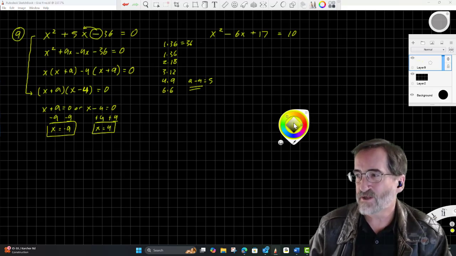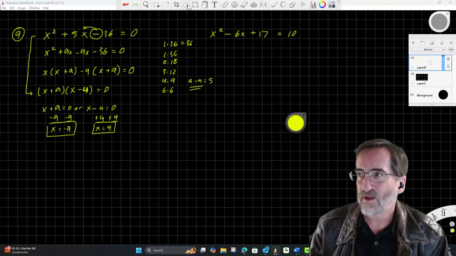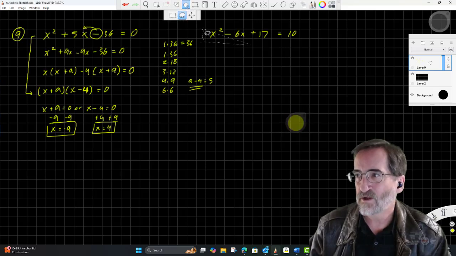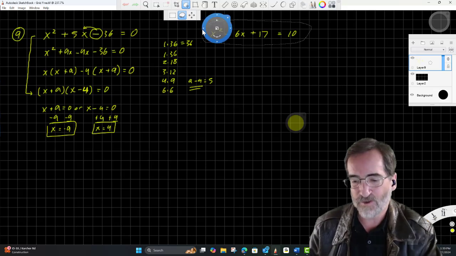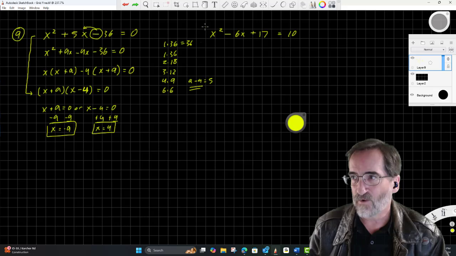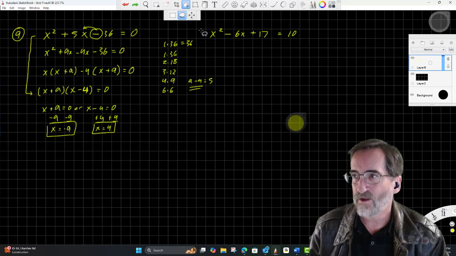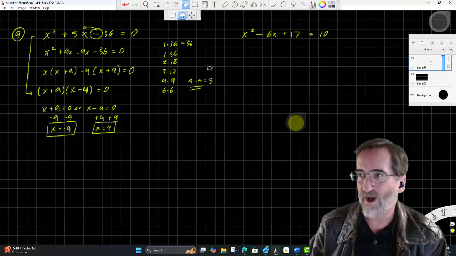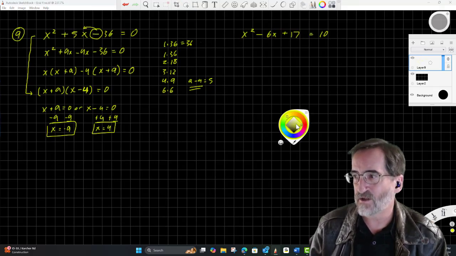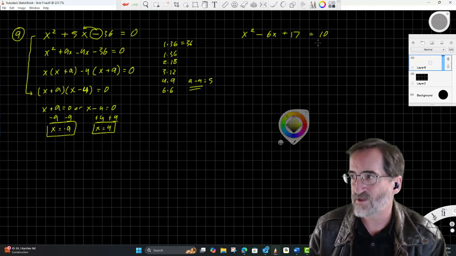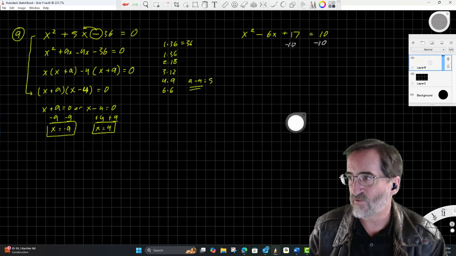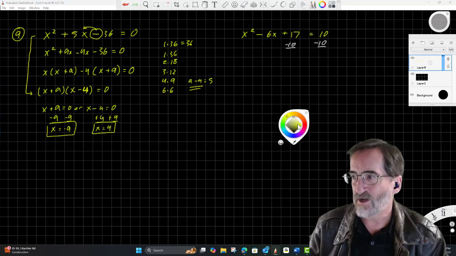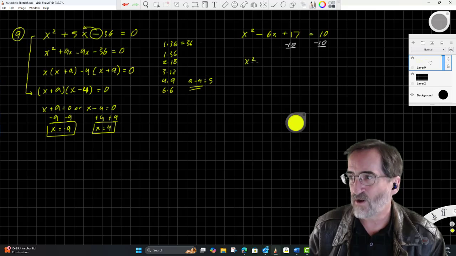Okay, the next one here was a little different, and this is where the trick was, or where the catch was, or the tripwire. The tripwire was in the fact that it didn't equal 0. It equals 10. In order to solve by factoring or by grouping, you need to get it in standard form. You need to get everything to the left side. So start by subtracting 10 from both sides. If you don't do that, you're not going to get the right answer here. So x squared minus 6x plus 7 equals 0.